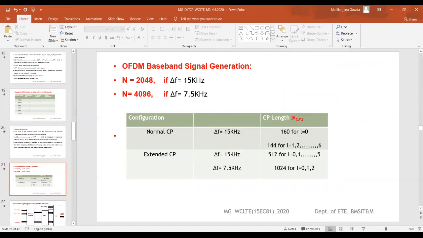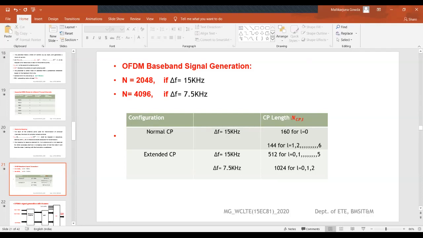Next is the OFDM baseband signal generation. I will look at the equation, the time domain expression for OFDM signal generation; I have not written it here. And we know what FFT size we use: if the subcarrier spacing is 15 kilohertz, we use an FFT size of 2048.